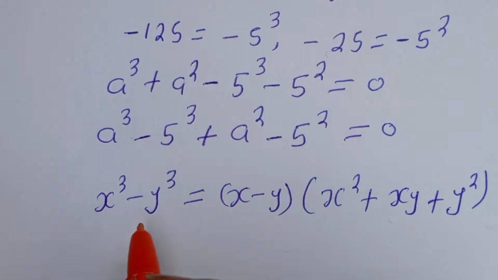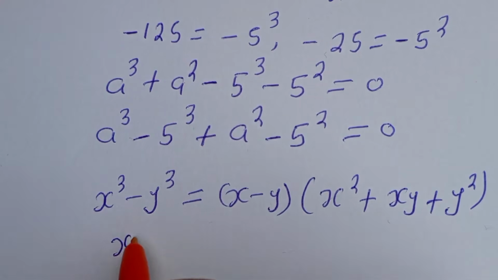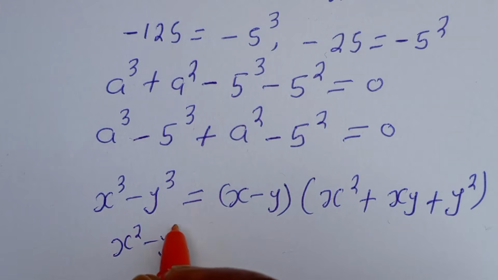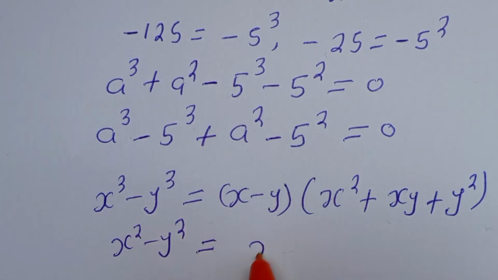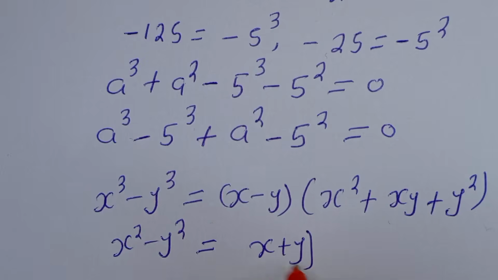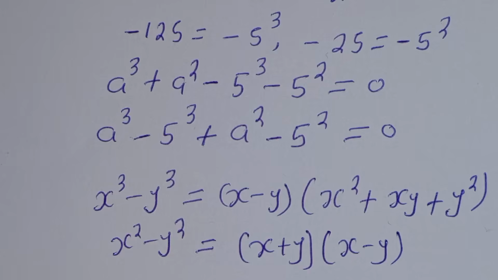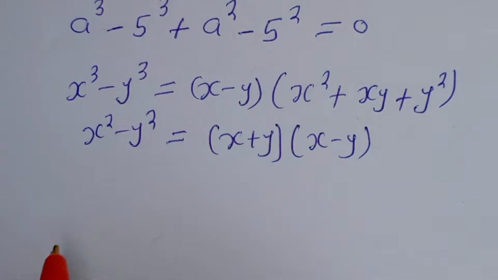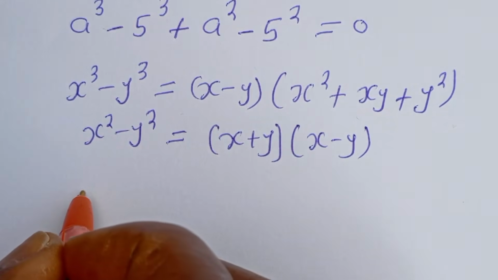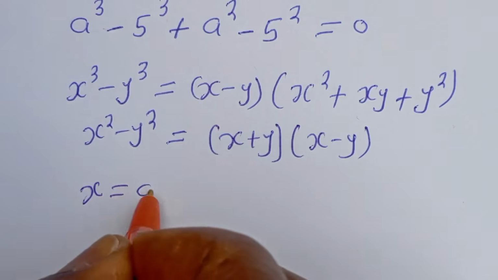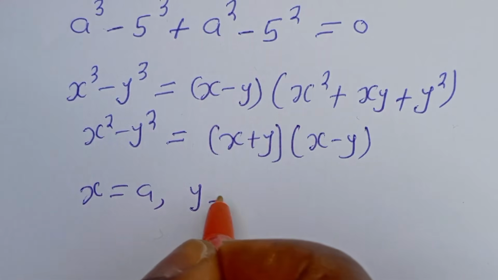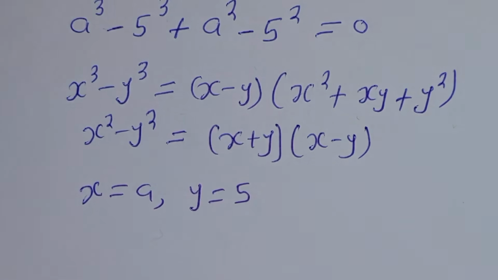And if you have x square minus y square, this is equal to x plus y bracket x minus y. Then from the equation above, x is equal to a and then y is equal to 5.